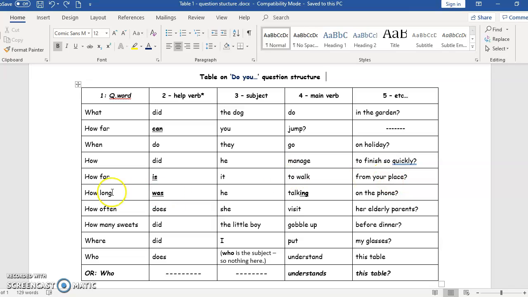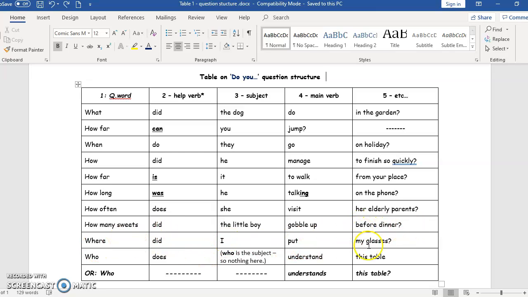Again, a place. How long was he talking on the phone? Here you see it's the past continuous question, so you have the ing. How often does she visit her elderly parents? That's again a place. How many sweets did the little boy gobble up before dinner? Before dinner is, of course, time.